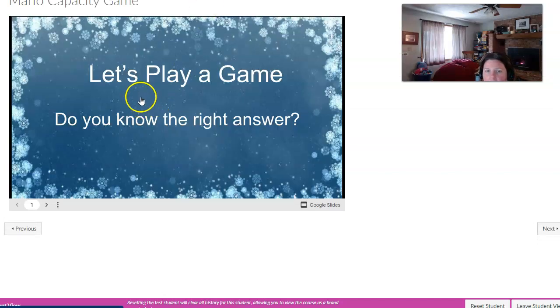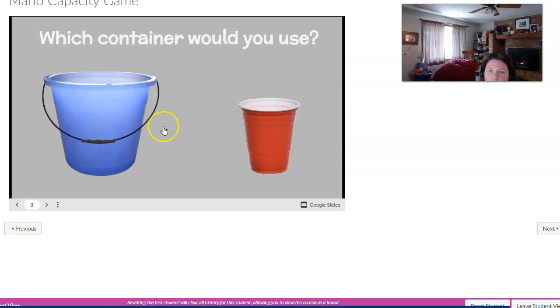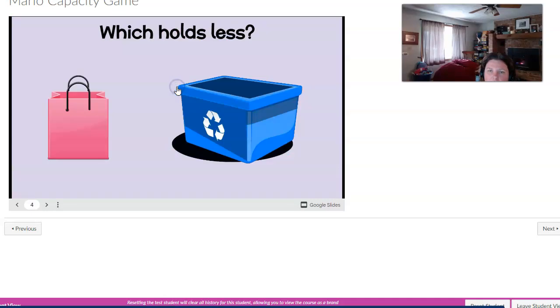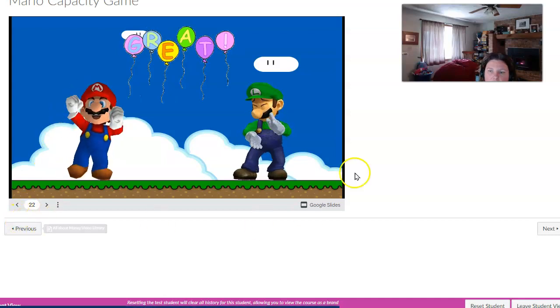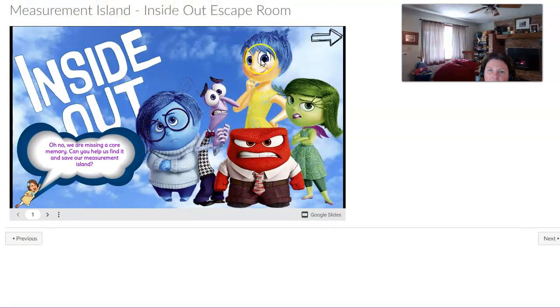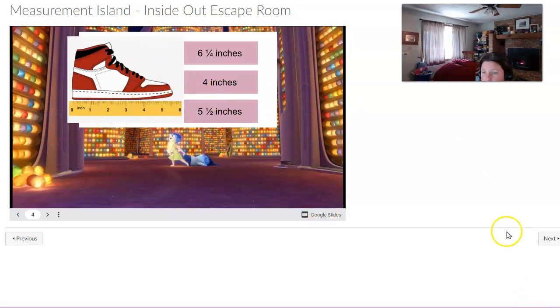Mario capacity game. I have a feeling some of you may like this. If you wanted to fill your swimming pool up with water, which container would you use? Aha, got that right. Which holds less? I'm gonna go with this one. Oh, try again. Which holds less? Oh, got it. Okay, so that is another optional activity. And I also added the Measurement Island escape room from last week, if you'd like to play that again.